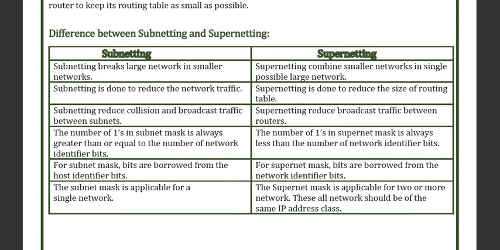Here are the differences between subnetting and supernetting, which is very important from an exam question point of view. Subnetting basically means to divide the network into small networks, and supernetting means we combine the small networks into a large network. Supernetting is as important as subnetting. The subnet mask is applicable for a single network, but the supernet mask is applied for 2 or more networks. Those networks should be in the same IP address range. Have a snap of this differentiation.